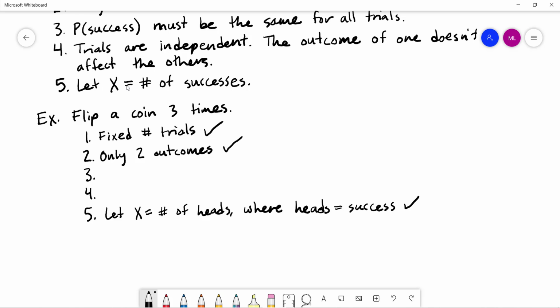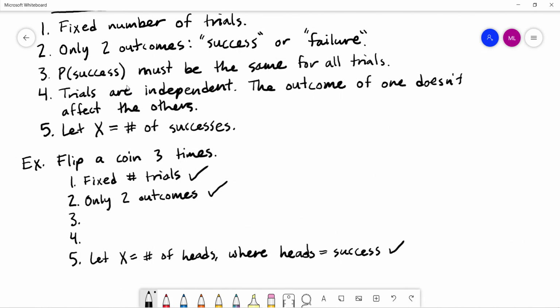So as long as I define it as heads is a success, then that means tails would be failure. And again, we only have 2 outcomes, heads, which is success, or tails, which is failure. So coming back up to the second point, we can see it now in that context. There's only 2 outcomes, heads, which is success, or failure, which is tails. Back to number 3, though.